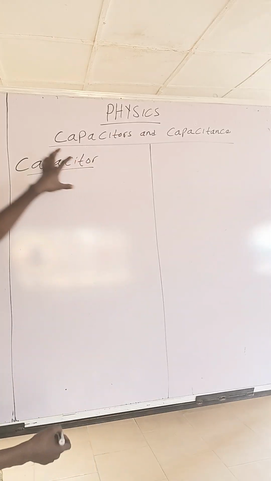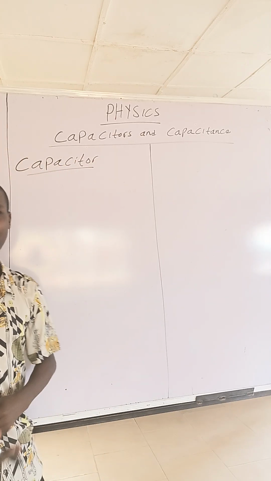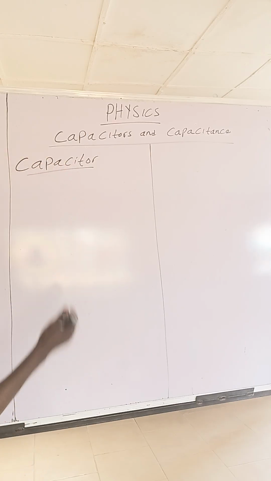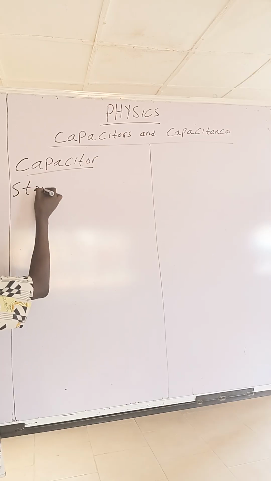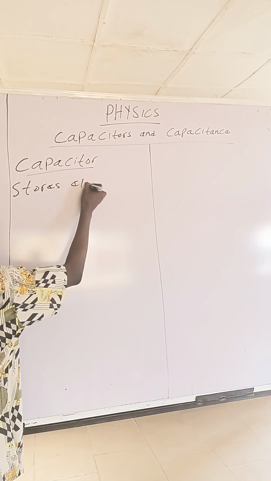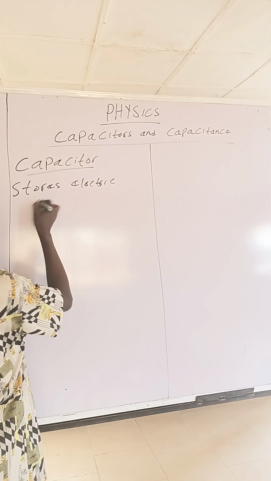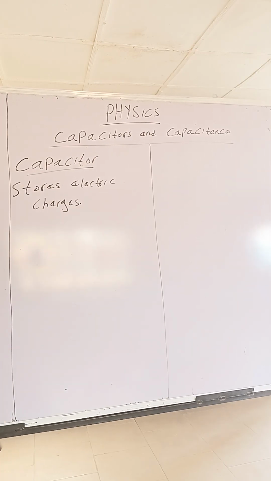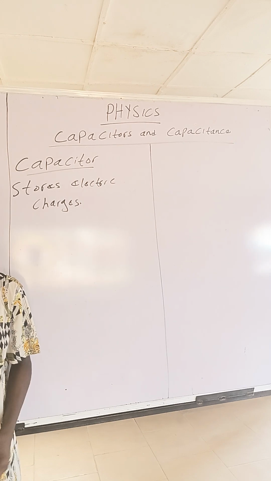So a capacitor is that device that has the ability to store electric charges. That's what a capacitor is. So a capacitor stores electric charges. That's mainly the primary use of a capacitor.